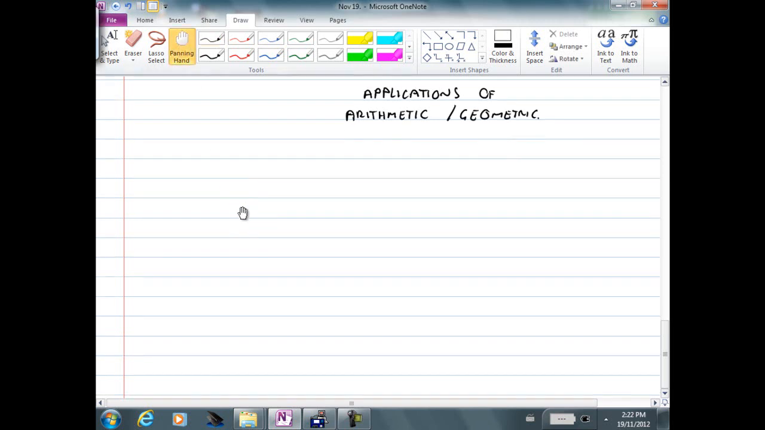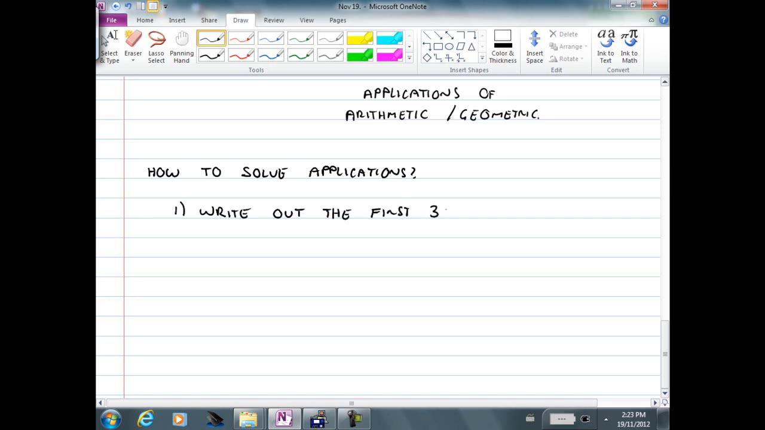For example, now before we start, I'm going to give you a question. We'll make it easy. Okay? How to solve applications. I'm going to teach you how to solve first before I give you the question. How to solve applications. I always like to do something called step 1. Write out your pattern. Write out the first 3 numbers. Okay? It makes no sense right now, but it will after I give you a question.